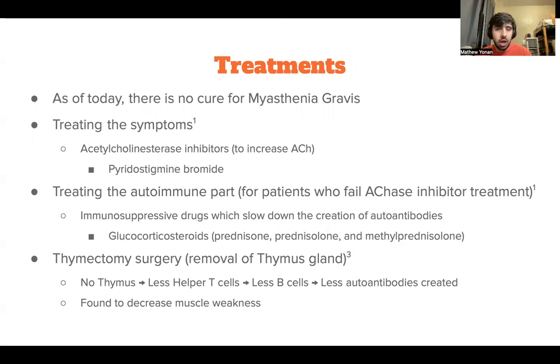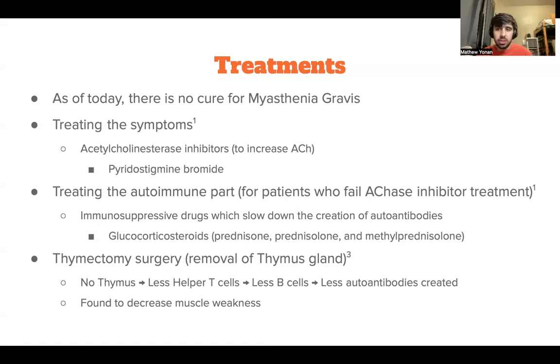Treating the autoimmune part for patients who fail this acetylcholinesterase inhibitor treatment involves using immunosuppressive drugs, which slow down the creation of autoantibodies. These include glucocorticosteroids such as prednisone, prednisolone, and methylprednisolone.